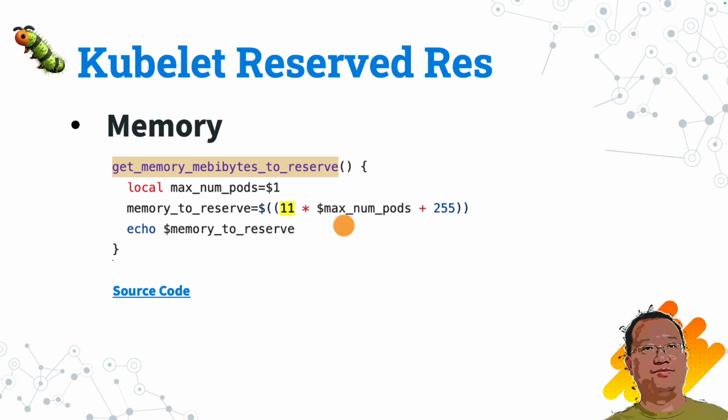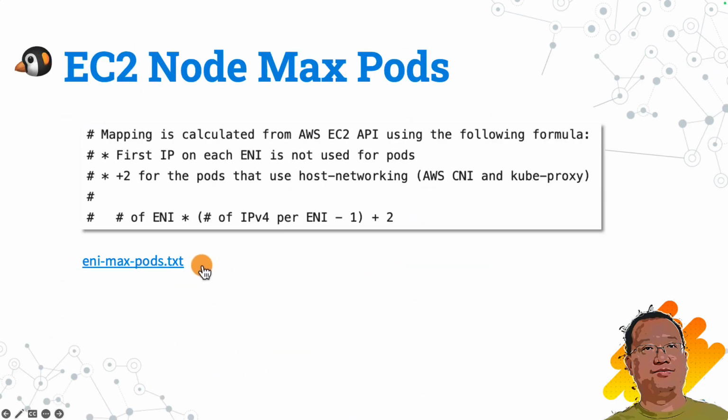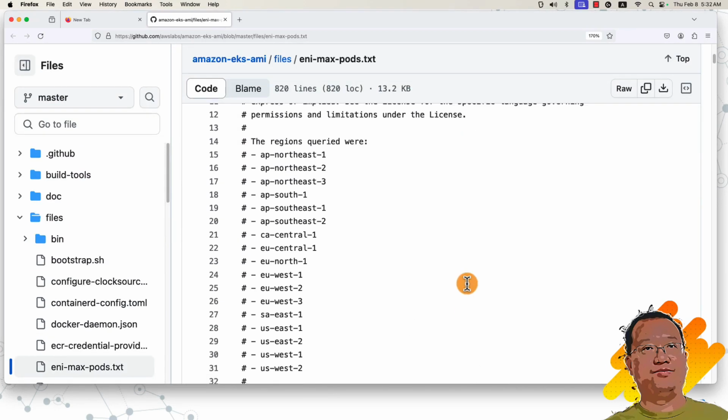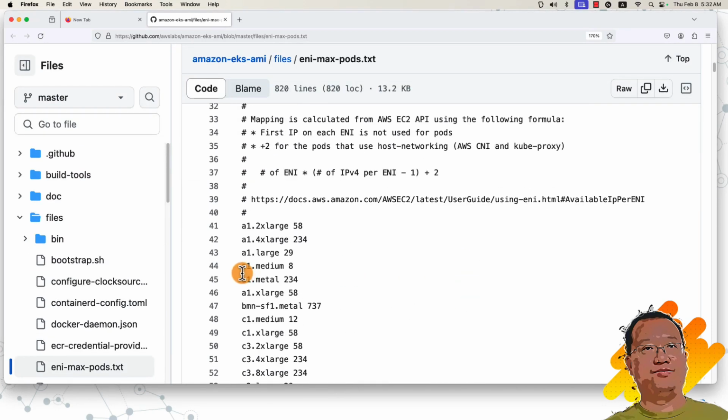How do we know the max number of pods for an EC2 instance? There is an official AWS document that has the answer. Open it, move a little bit down. For example, you can see A1 medium instance type is able to run 8 pods as the max number.